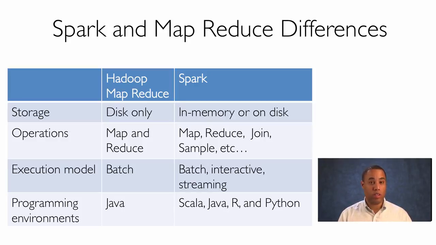many other operations. The execution model for MapReduce is limited to batch, whereas Spark supports execution models including batch, interactive, and streaming. In terms of programming environments, MapReduce only supports the Java environment, whereas Spark supports Scala, Java, R, and Python.